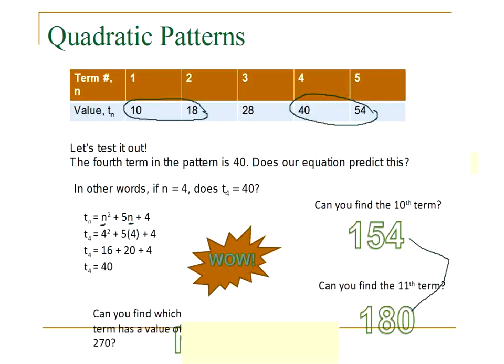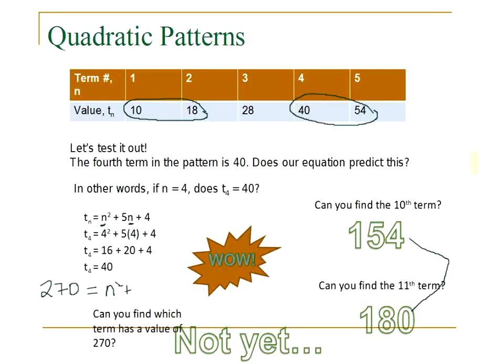Now, with linear patterns, I asked you questions like, can you find which term has a value of 270? And we actually can't do that yet. The reason why we can't do that yet is I can plug in 270 in for Tn. I have n squared plus 5n plus 4. But I can't undo what's being done because there are two types of n's here. I've got n squared and n. And I can't add those. So that's a major problem for us right now. And it'll take us a week or two to figure that out.